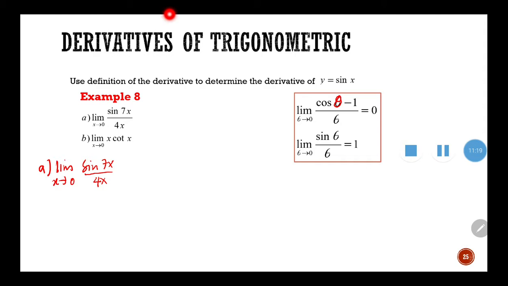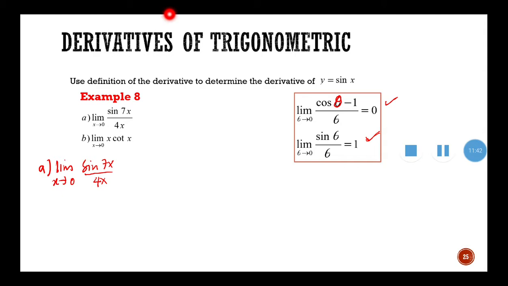Okay, the limit of (cos theta minus 1) over theta as theta approaches 0 is equal to 0, and the limit of sin theta over theta as theta approaches 0 is 1. So what do you think? The first formula or the second formula are we going to use? Since we see sin here, definitely we're going to use the second formula.